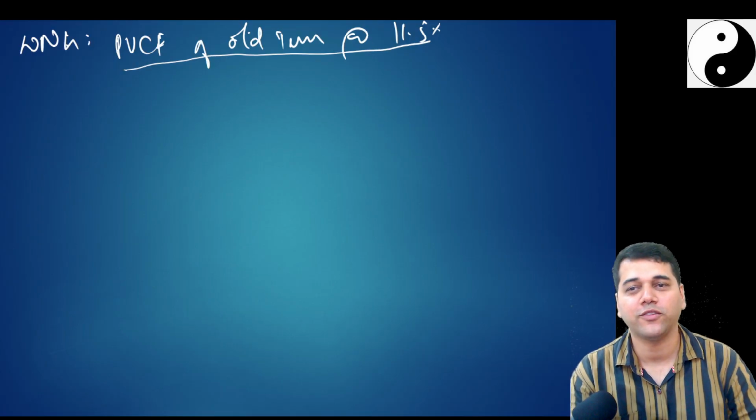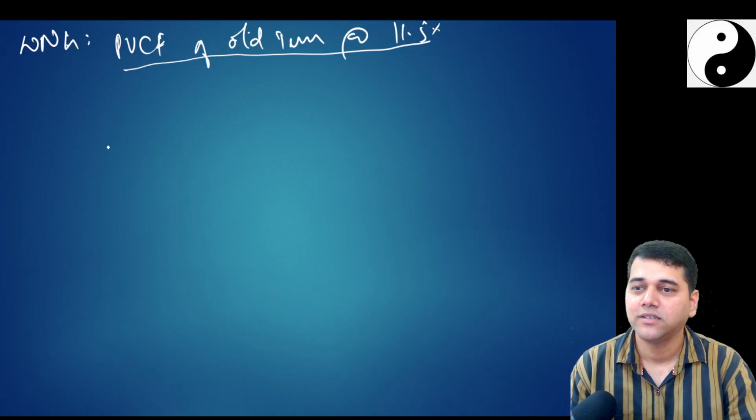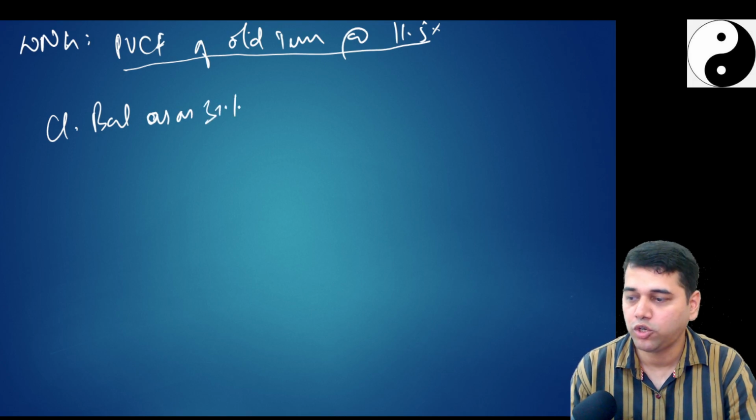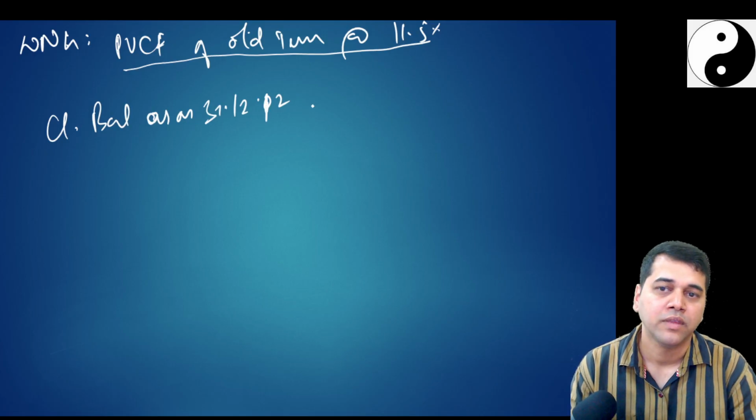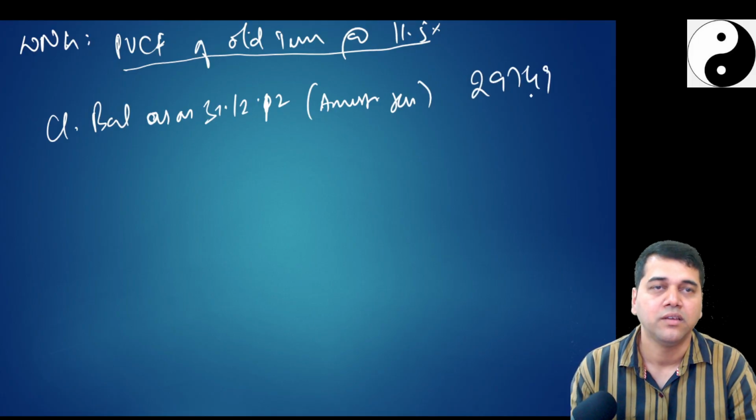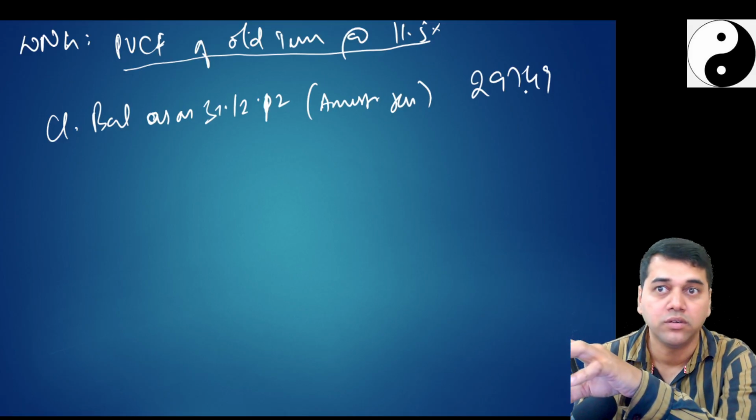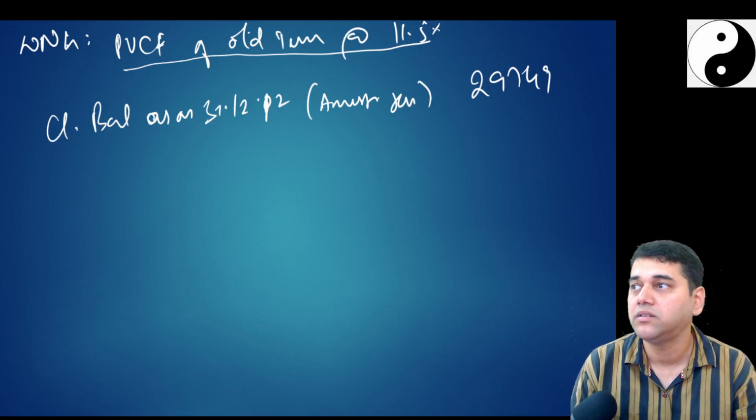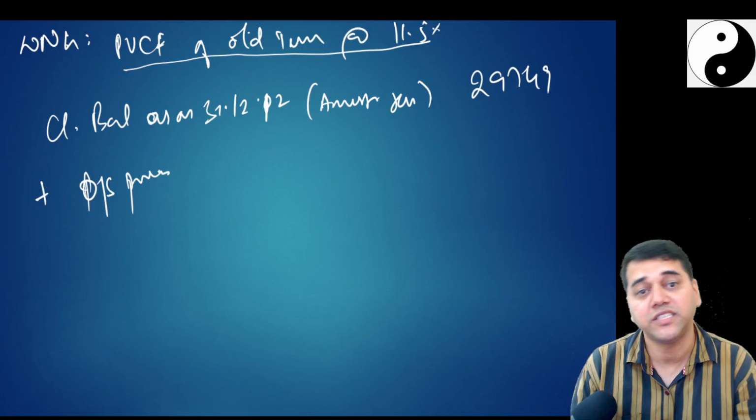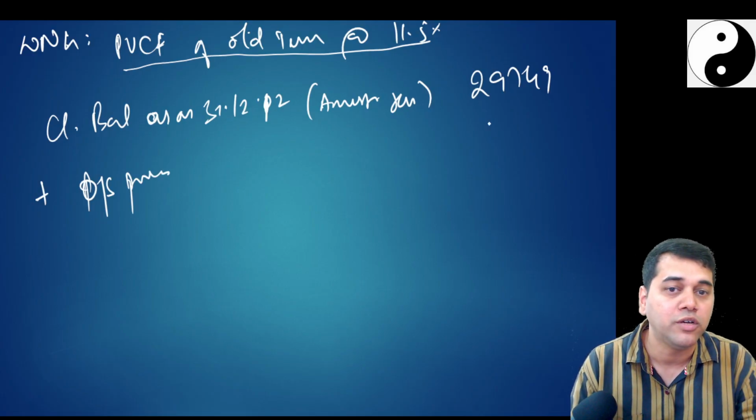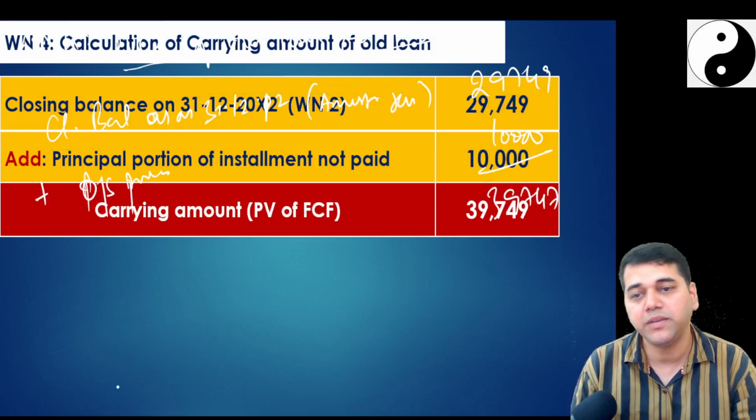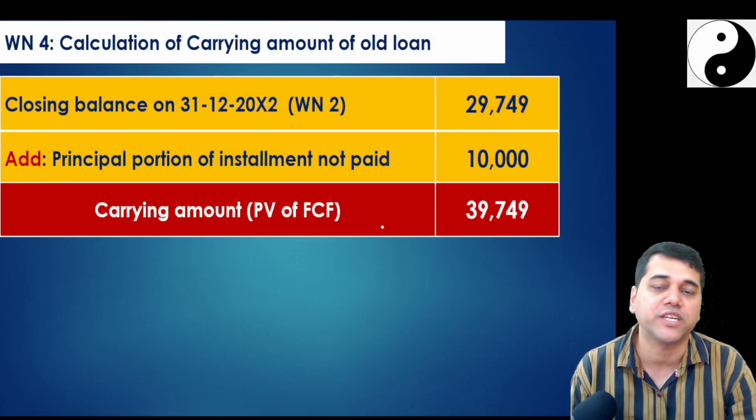Okay, students, I hope you have also come up with the number. So write closing balance as on 31/12/02 as per the amortization schedule. How much? 29,749. But that is as per the schedule. But as per books, what you should add is the outstanding principal, because that schedule's 29,749 would have been your real book value provided you had paid. So it is 39,749. This becomes your present value of the future cash flows.